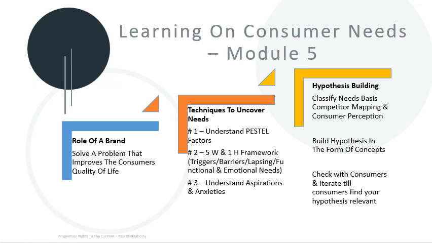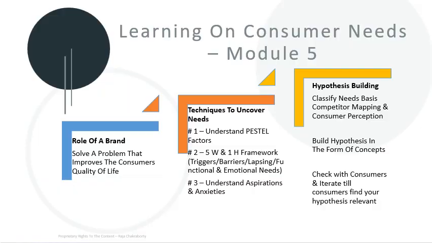And once we have done it, we build our hypothesis based on the classification of the needs, the competitor mapping, and consumer perceptions. Based on this, we build our hypothesis in the form of what we call concepts, and then we check those hypotheses with consumers, and we keep iterating till we believe that consumers are finding our hypothesis relevant, they like it, and there is a possibility that if we translate that into a real product, the consumer will buy it. So this is what we have learned so far.